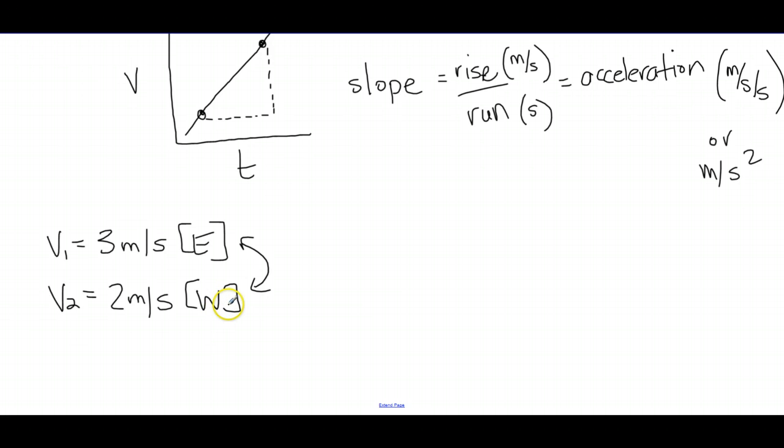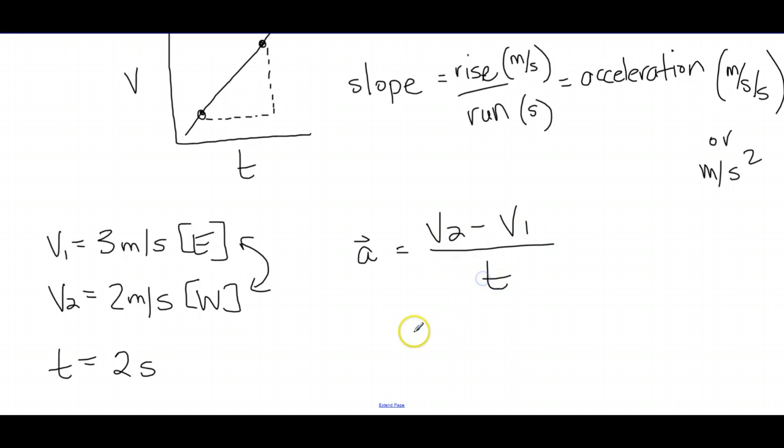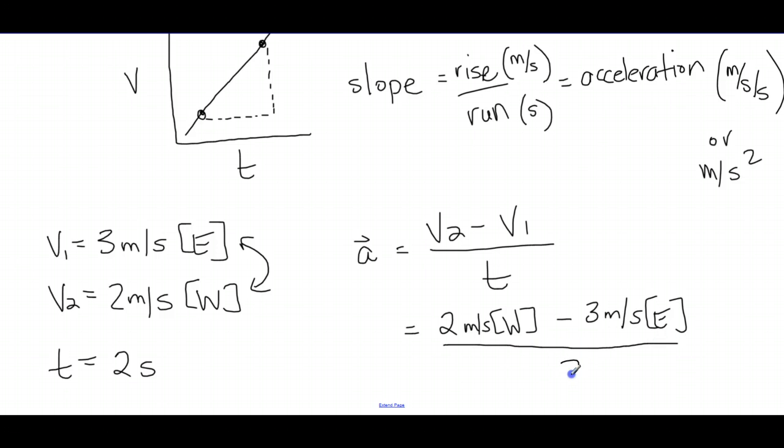It's just like if you're adding centimeters with meters, you have to change one unit into the form of the other. You'd either have to convert centimeters into meters or meters back into centimeters. The same thing has to happen with directions. So let's just say we had a time of 2 seconds, and we want to find the acceleration. Well, we know that the formula is v2 minus v1 over time, which would tell us we're going to take our v2, which is 2 meters per second in the west direction, minus 3 meters per second in the east direction, over our time, which is 2.